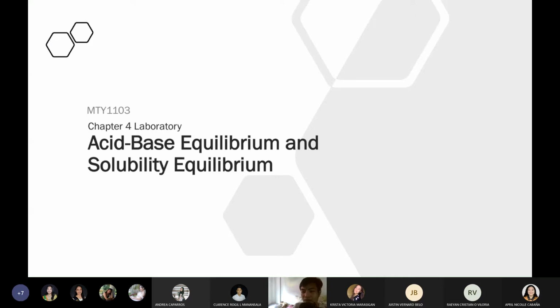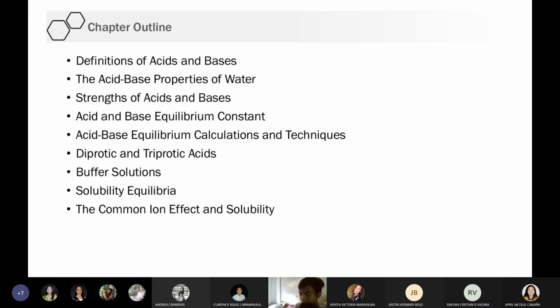Okay, so let's now proceed with the last part of our discussion for the midterm, solubility equilibrium. Last time we were able to cover all this stuff about acids. We defined acids in three manners. So we have the Arrhenius, the Bronsted-Lowry, and the Lewis.